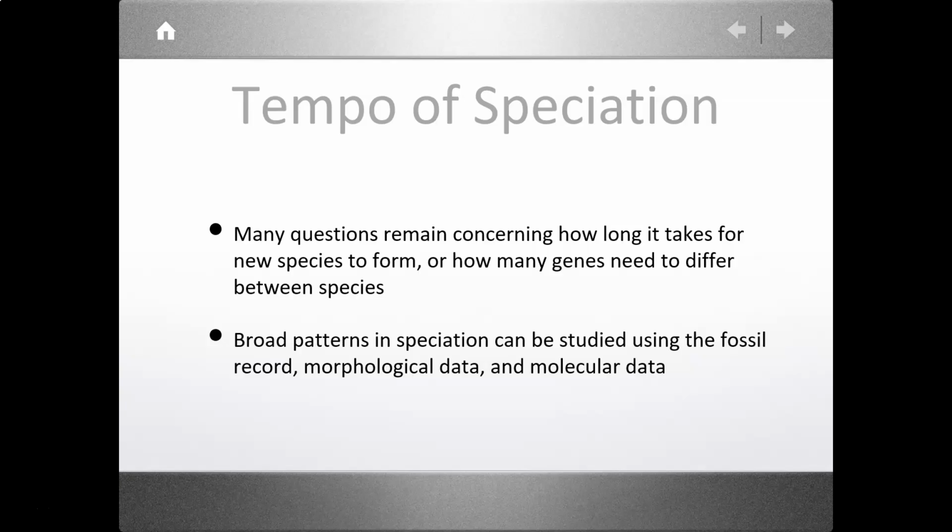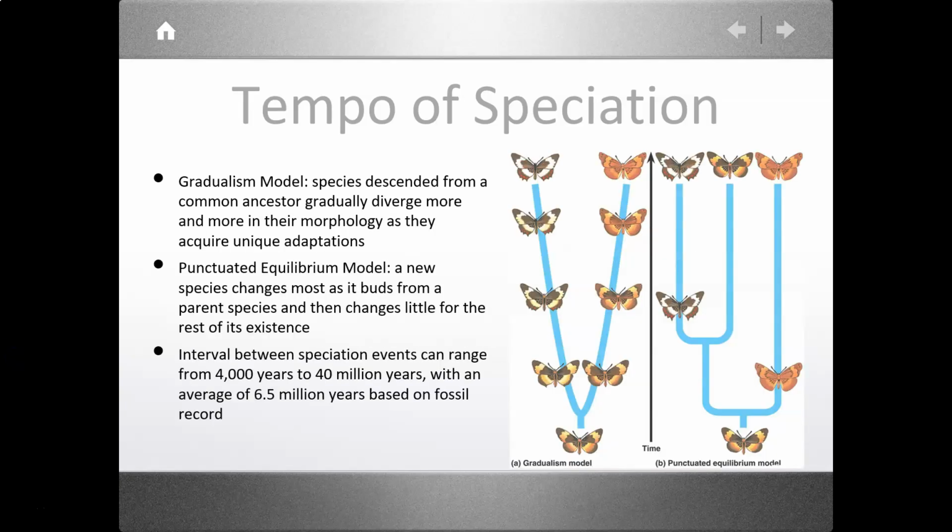When we see broad patterns in speciation, we can study them from the fossil record, morphological data, molecular data. But just how quick, we know it takes time, but it really is a case-by-case basis. That being said, we can talk about some general patterns that we see. And so that's where these ideas of gradualism versus punctuated equilibrium come in.